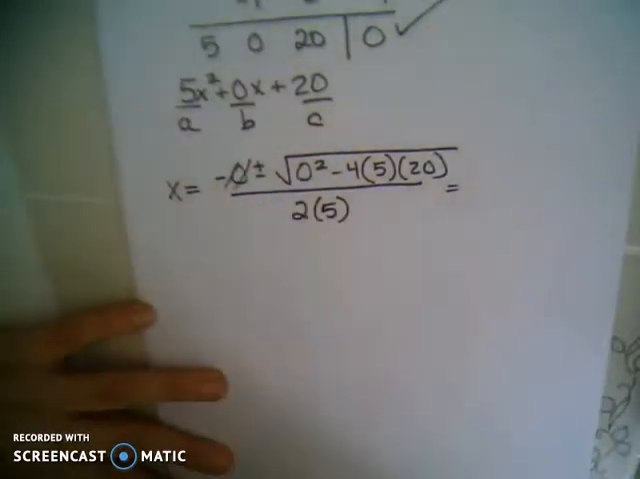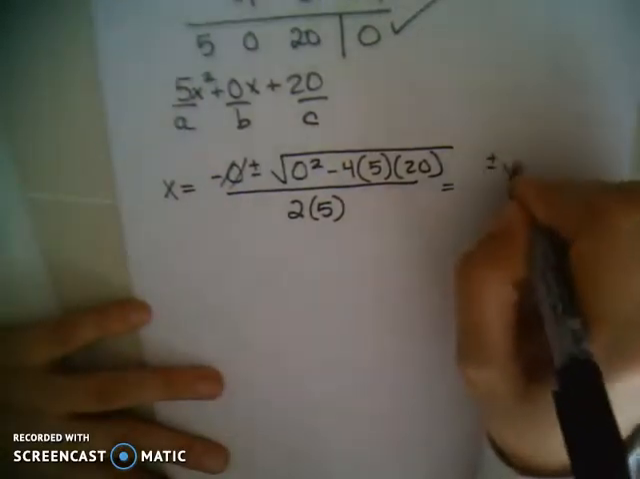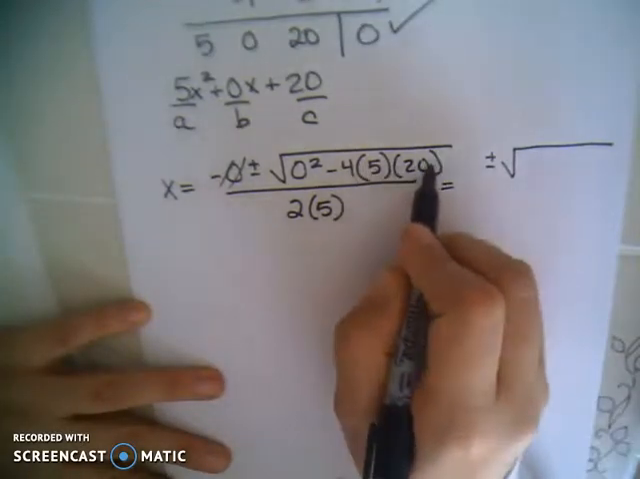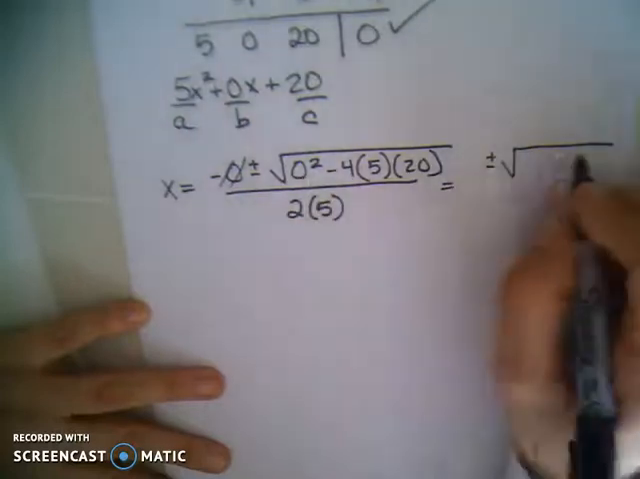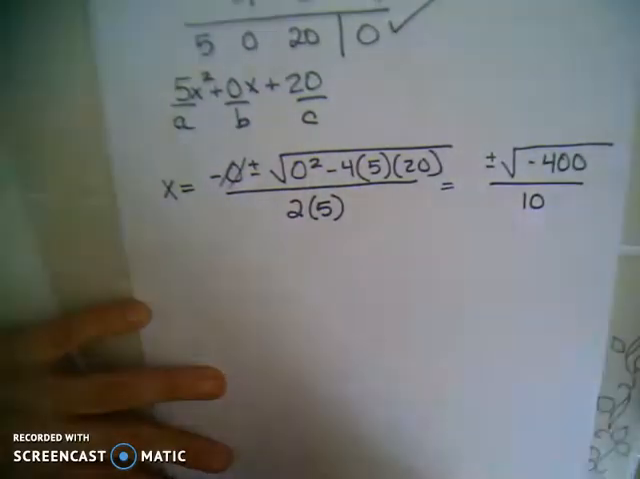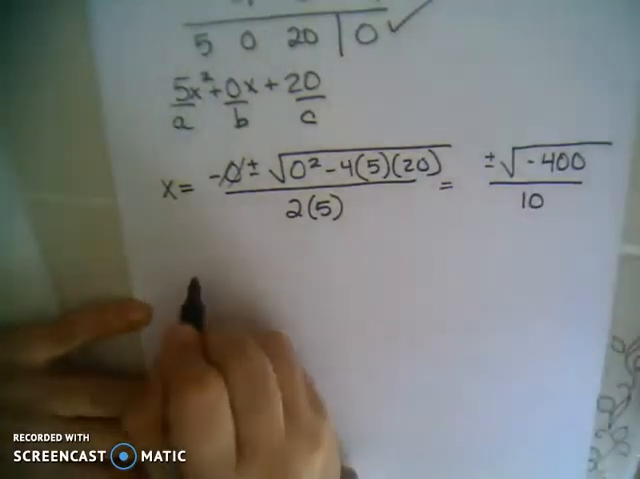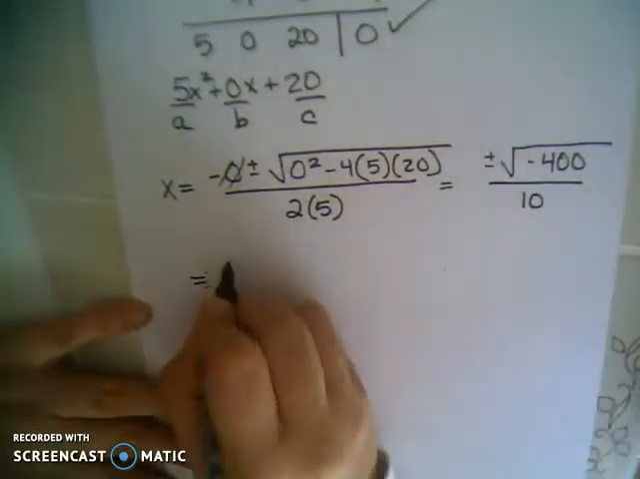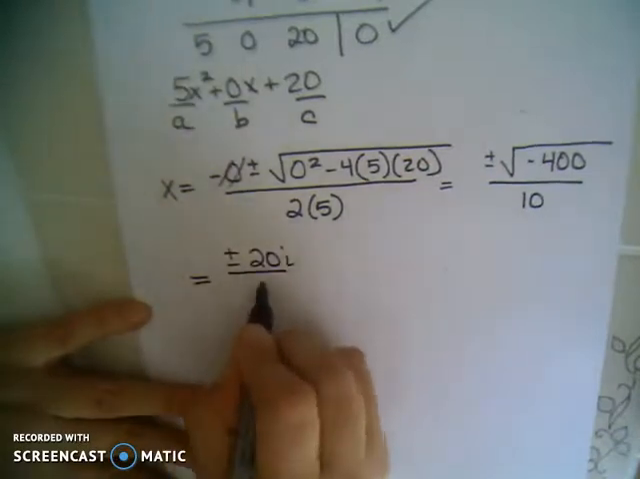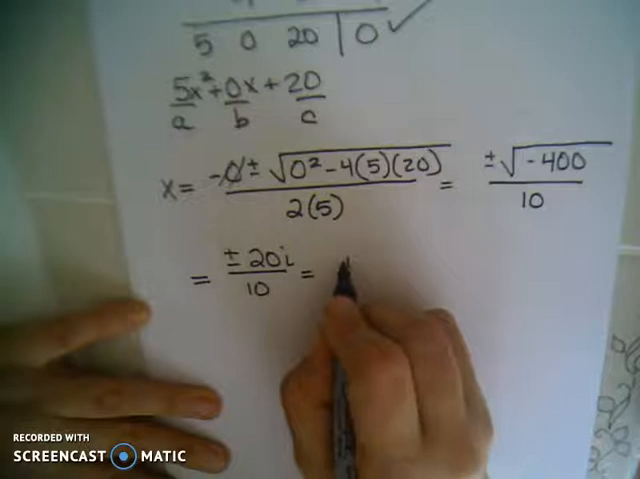So that's not going to matter. We've got plus or minus the square root of 4 times 5 is 20. 20 times 20 is 400. So I've got 0 minus 400, which is negative 400. And 400 is a perfect square. And the negative is going to come out as an i. So we have positive or negative 20i over 10, which simplifies to plus and minus 2i. So these are our other two zeros.